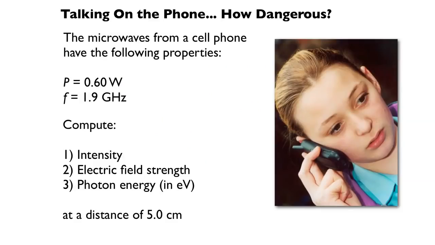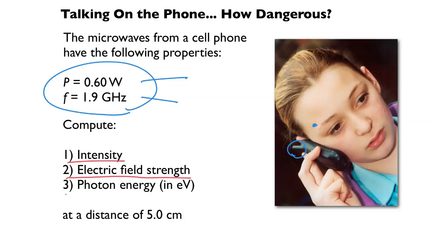We can do a quick calculation. When you're talking on the phone, here's a typical power that's emitted by your cell phone. And if you're at a distance of 5 centimeters from the antenna, so here's the antenna, if you're some distance inside your noggin, let's compute for that power, for that frequency, what is the intensity, what is the electric field strength, and what is the photon energy in electron volts at that distance. And that will help us evaluate how big a deal this is.